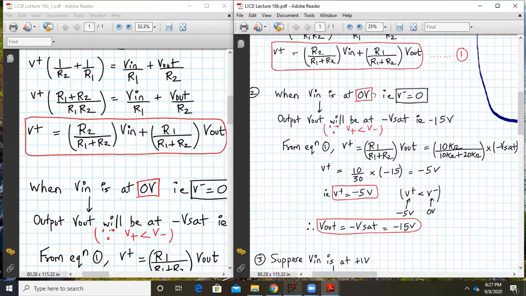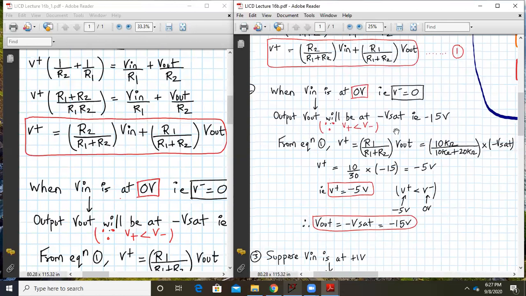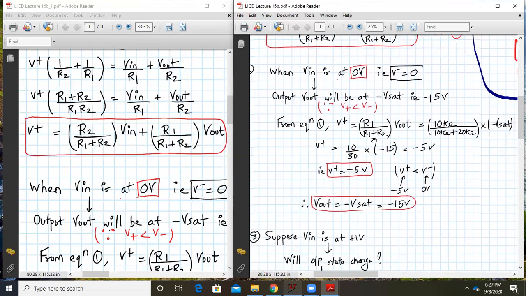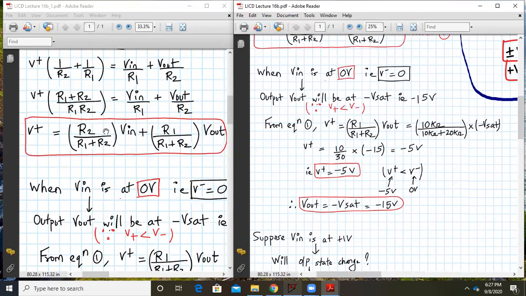We are writing it over here. We assume that initially the output will be at minus VSAT, and in this case minus VSAT is minus 15. From equation number 1, if we substitute V in as equal to 0, that term will disappear. We get V plus is equal to R1 upon R1 plus R2 into V out. V out is minus 15. So here we have written minus 15, and this R1 upon R1 plus R2 will be 1 by 3, because R2 is around 20K and R1 is around 10K. So 10 divided by 30.